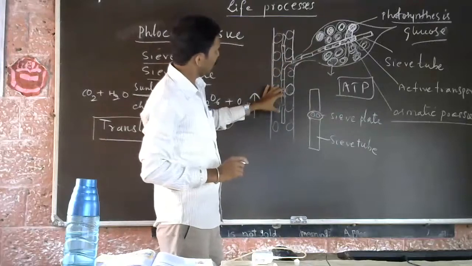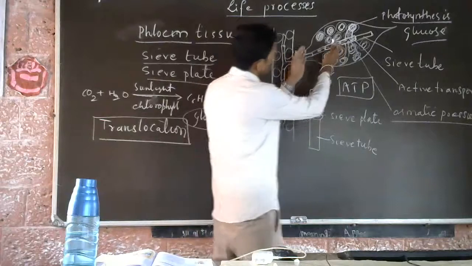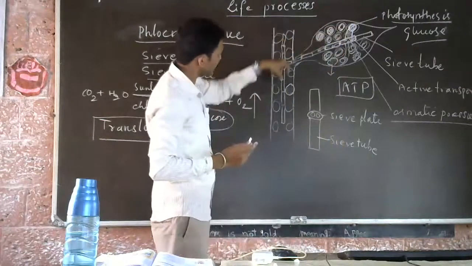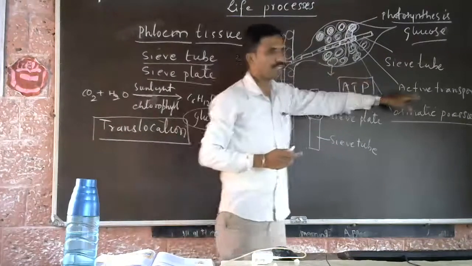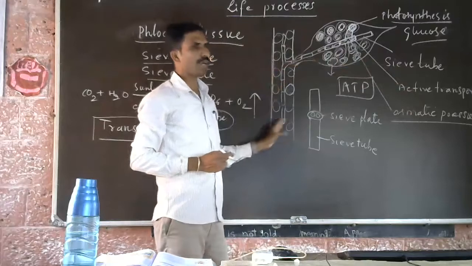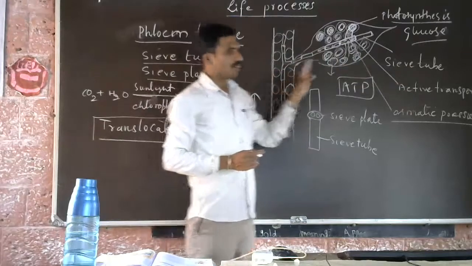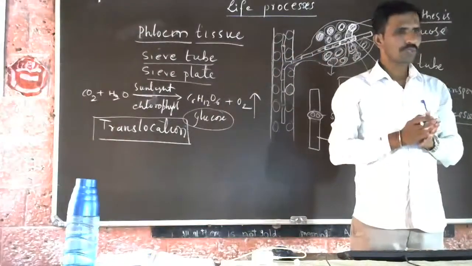So this is how it is transported. Here, I hope you are getting my point. Because of the concentration difference, it starts. Initially it is active transportation. After that, it becomes passive transportation. That is the difference between active transportation and passive transportation.